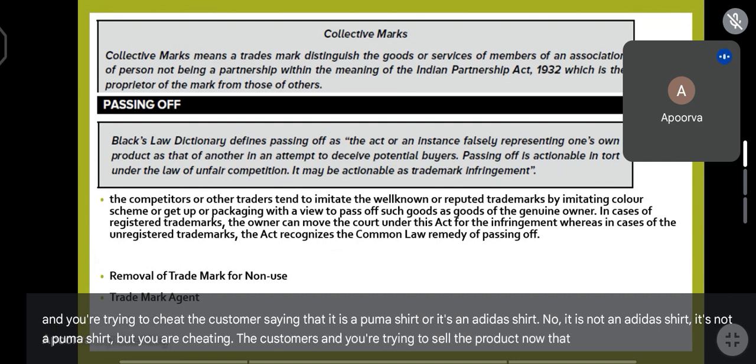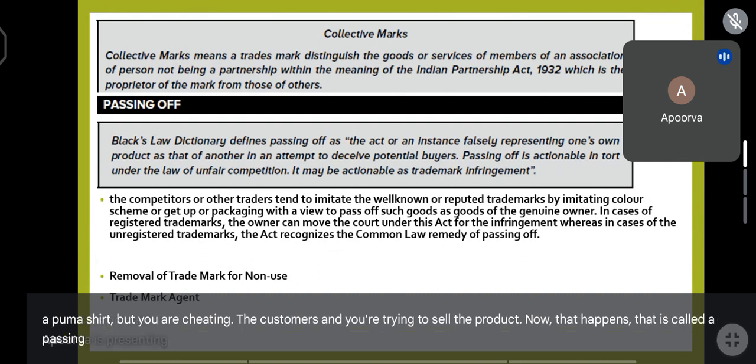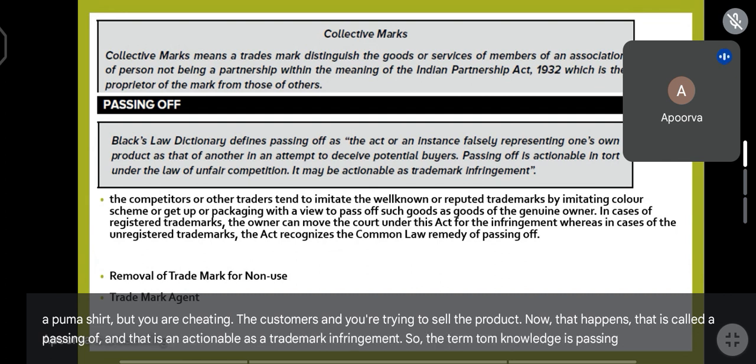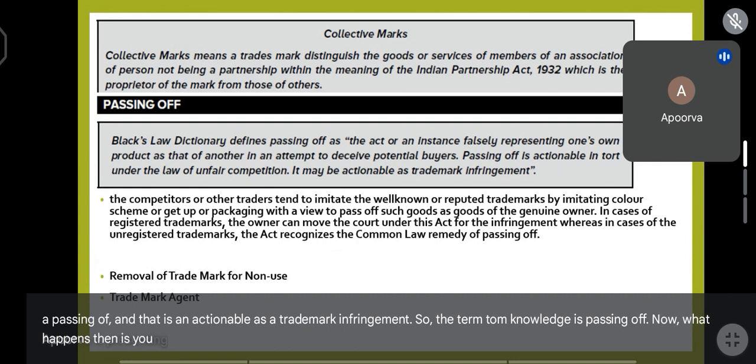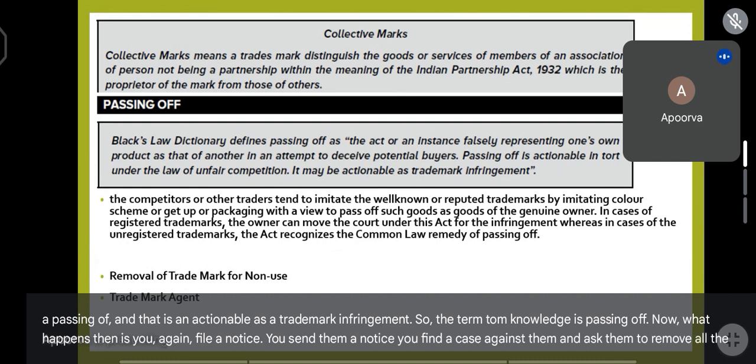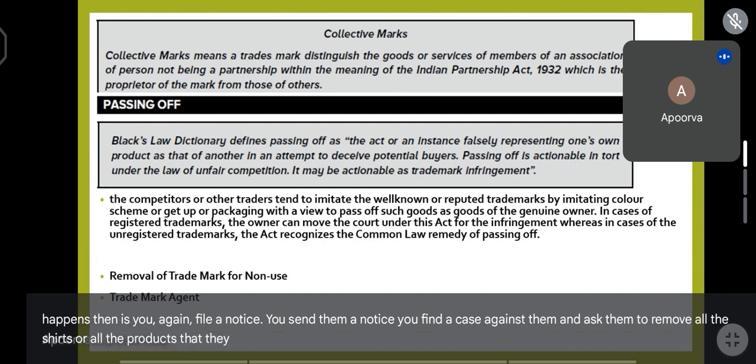Now that happens, that is called passing off, and that is actionable as a trademark infringement. So the terminology is passing off. What happens then is you again send them a notice, file a case against them, and ask them to remove all the shirts or all the products that they have sold. They have to take back all from the market and must not sell it to anybody else.